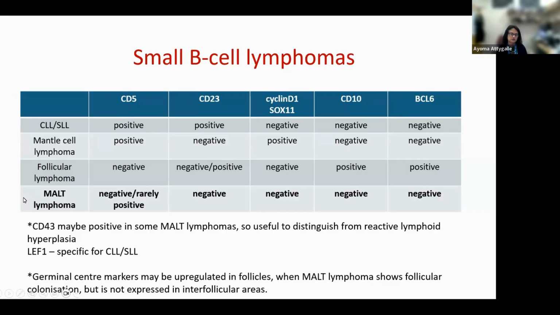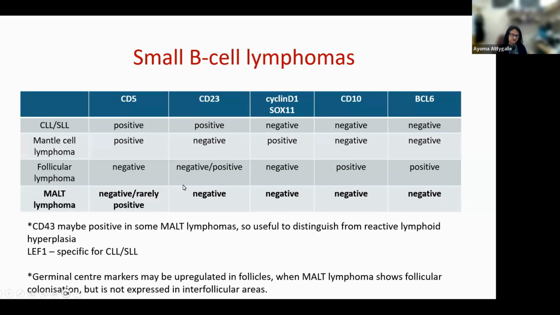If you look at MALT lymphoma and the immunostains, CD5 in MALT lymphoma is typically negative, but rarely it can be positive. Generally, when it's positive for CD5, it's negative for CD23. And cyclin D1 and SOX11 will be negative, and it will be negative for the germinal center markers. CD43 may be positive, like in our case here.